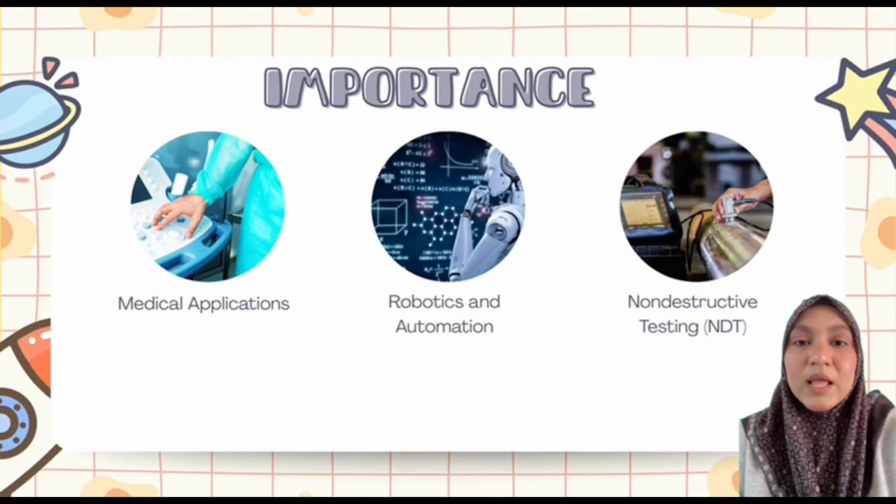Secondly, robotics and automation. In robotics, wave propagation helps with vibration sensing and acoustic communication between robots. By understanding how waves travel through material, robots can navigate, detect obstacles, and even communicate in environments where traditional signals may not work. Wave sensors can detect changes in material properties, improving quality control and automation efficiency.